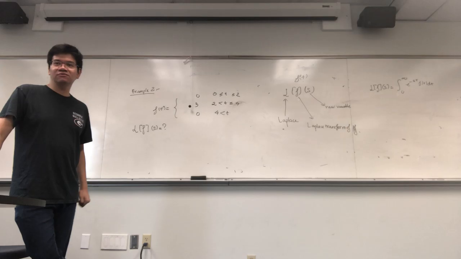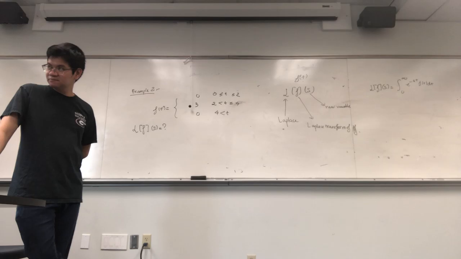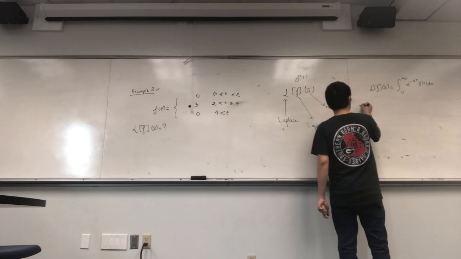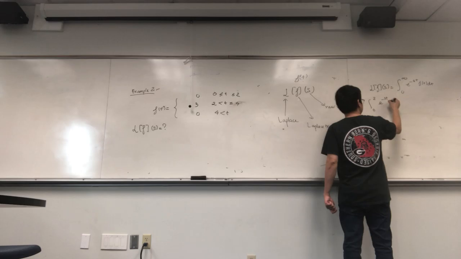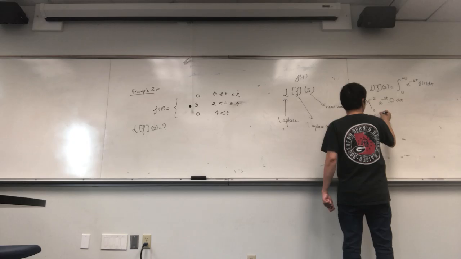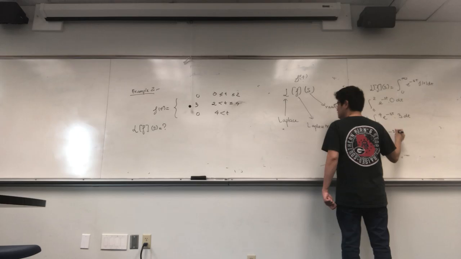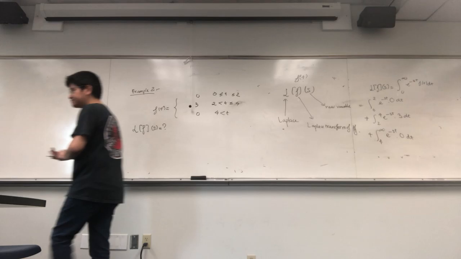You may separate this integral into three integrals. So you're going to have the integral from 0 to 2 of e to the power minus st times 0 dt, plus the integral from 2 to 4 of e to the power minus st times 3 dt, plus the integral from 4 to infinity of e to the power minus st times 0 dt. All right? So you want to separate this into three.